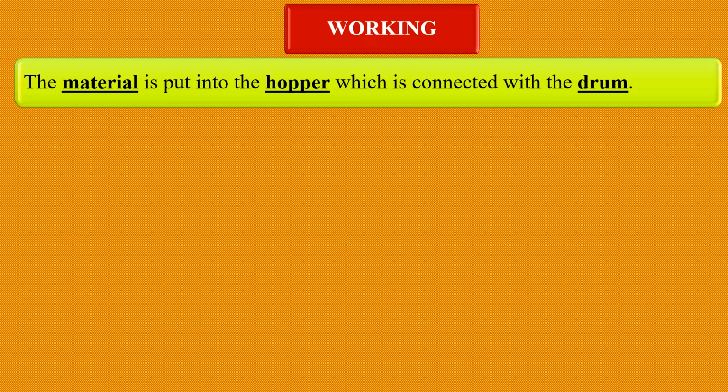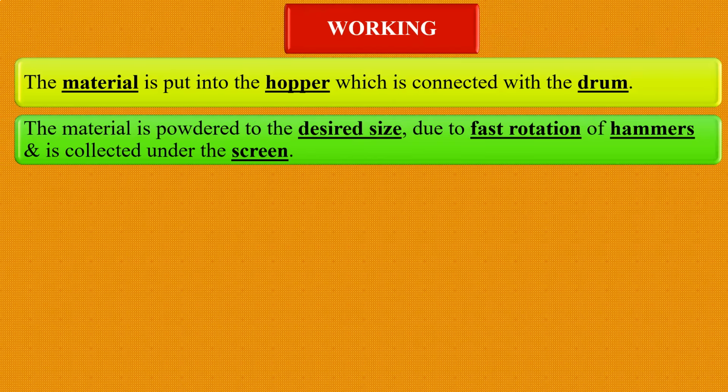Now let us see the working of hammer mill. First, the material is put into the hopper. The material whose size reduction is to be done is put into the hopper, which is connected with the drum. Then the material is powdered to the desired size due to the fast rotation of hammers, and is collected under the screen.